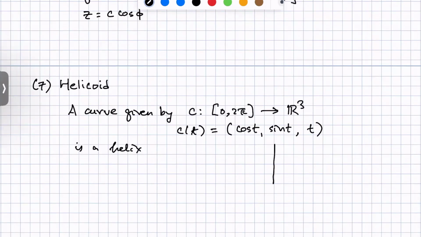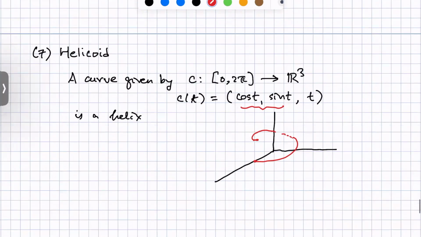So what does this look like? The idea here is that I have x and y going in a circle, but as I'm going in a circle, the z coordinate is actually increasing. So it looks like this. Okay, it's a circle, but it's strung out like a slinky. And this is called a helix. If I increase the domain, then the helix keeps going up like this.